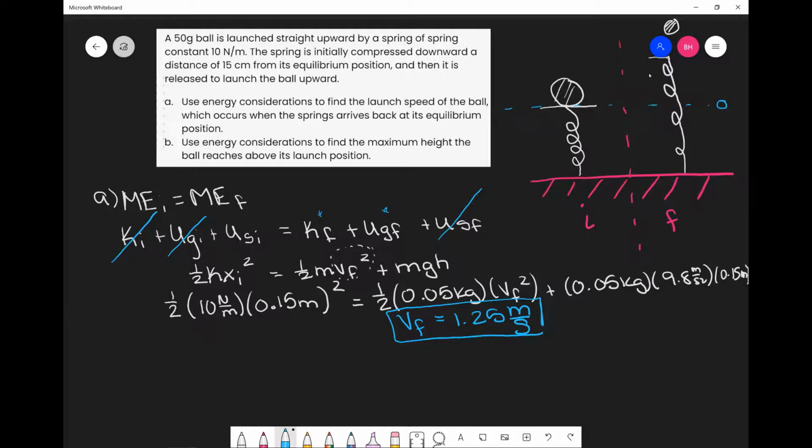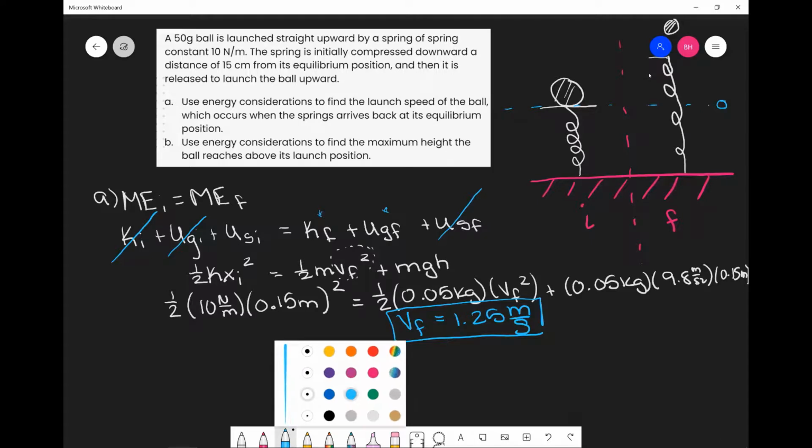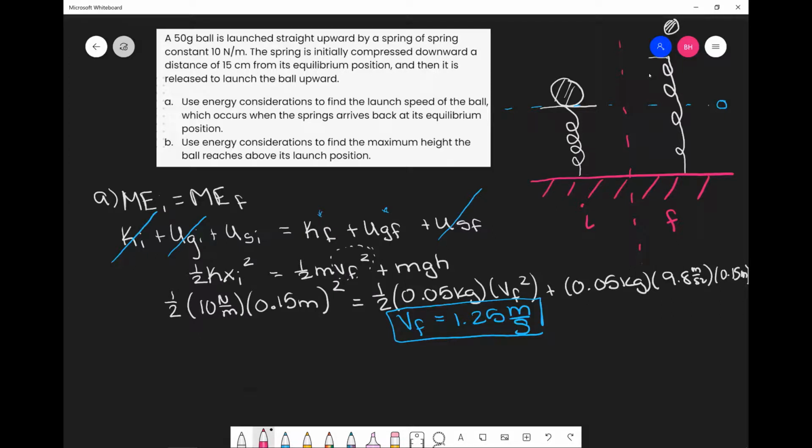Okay, so let's go ahead and think about part B. So we have used energy considerations to find the maximum height the ball reaches above the launch position. Okay, so we're talking about this. So we want to know, okay, so we're starting right here. Let me kind of draw this over. Okay, let's do this. Okay, so let's say that we're starting right here. We want to know what is the height. So let's say that this is our height.